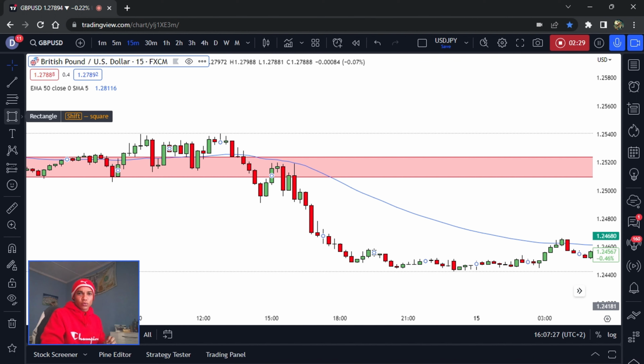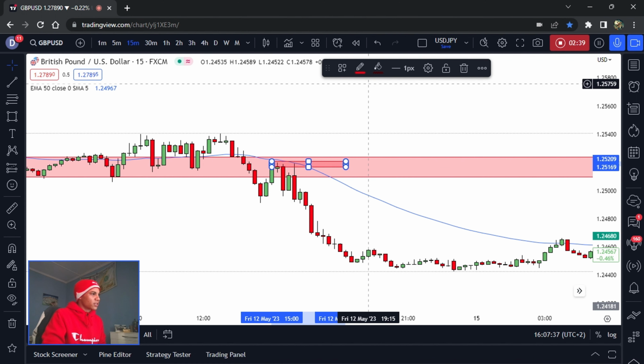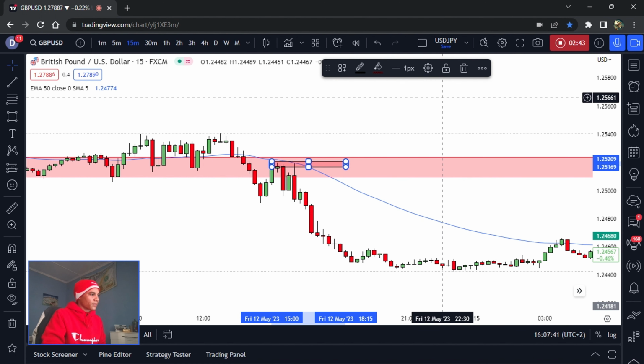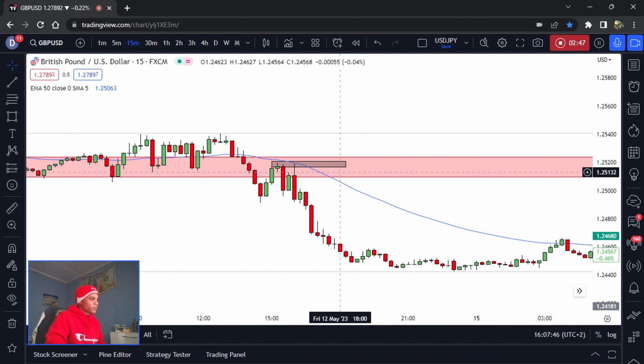The first thing you need to do is look for a double top in this area once price has pulled back into it. As we can see, we do have a double top right there. I'm just going to draw this and make this box a different color. Let's make it black. As we can see, price did make a double top.